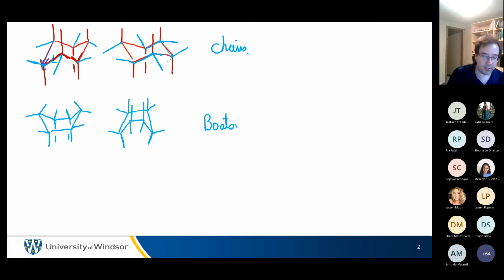And if you don't know what I mean by 6 different boats, in the chair, everything is equivalent. All the atoms are equivalent. In a boat, not everything is equivalent. These 4 atoms are the same, but these 2 are different. And again, I recommend you get out your model kit and play with it.